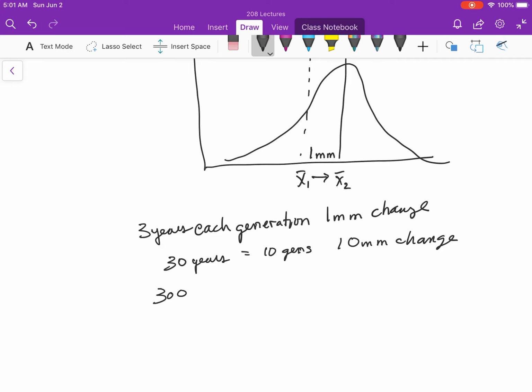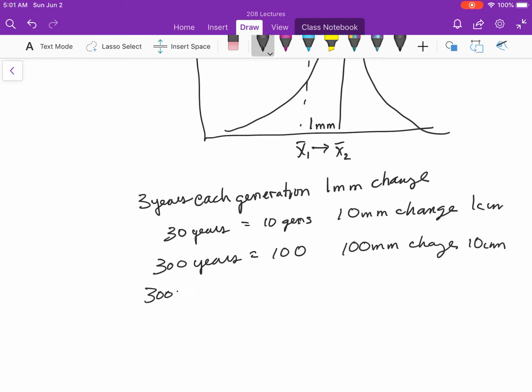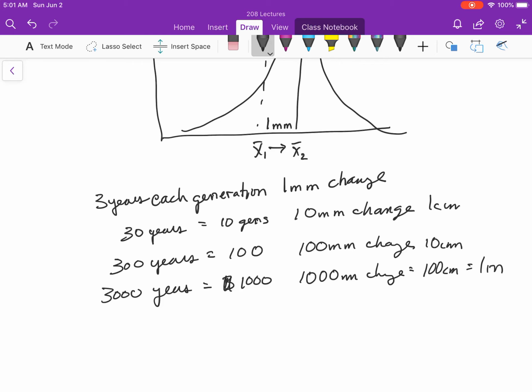But in 300 years, we get 100 generations, and that's 100 millimeters of change. Now keep in mind, this is 1 centimeter. This is 10 centimeters. In 3,000 years, that's 1,000 generations. That gives us 1,000 millimeters of change. And 1,000 millimeters, now 100 centimeters, we're up to 1 meter, right? You can see where this is going.